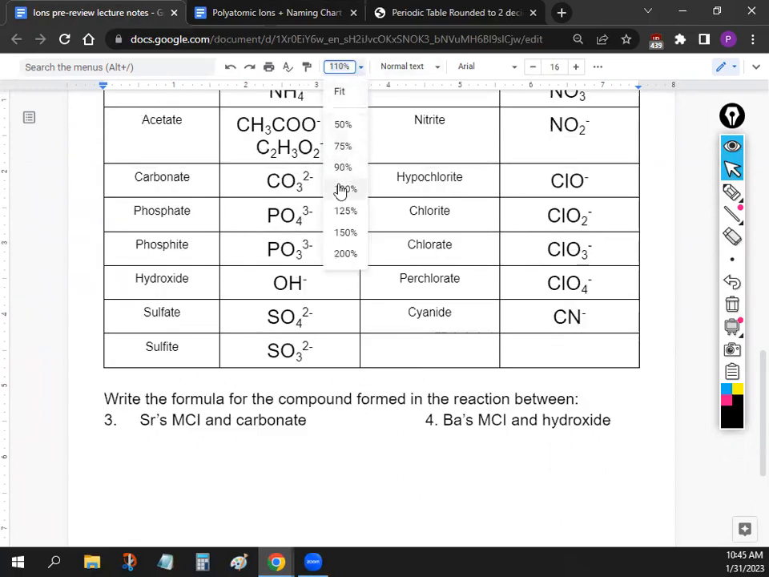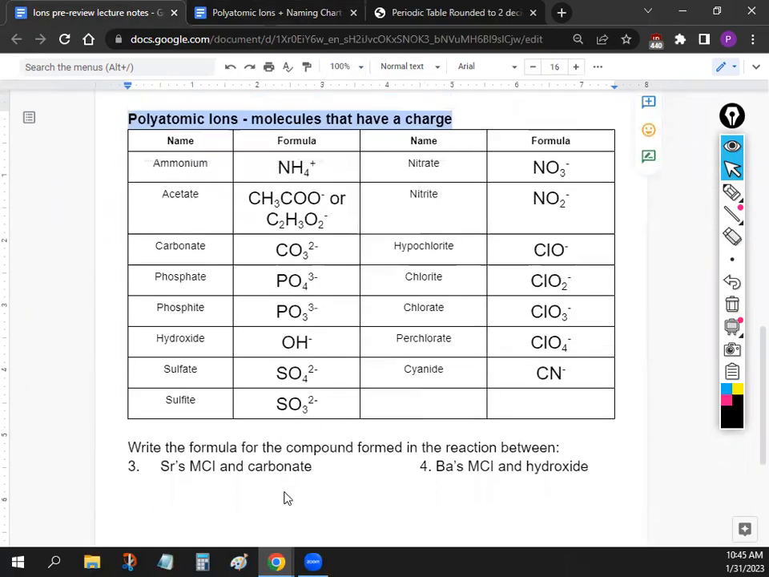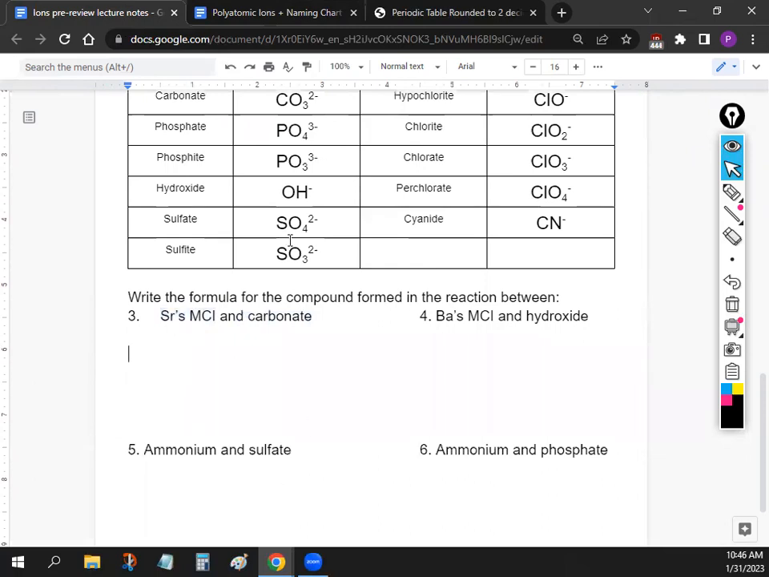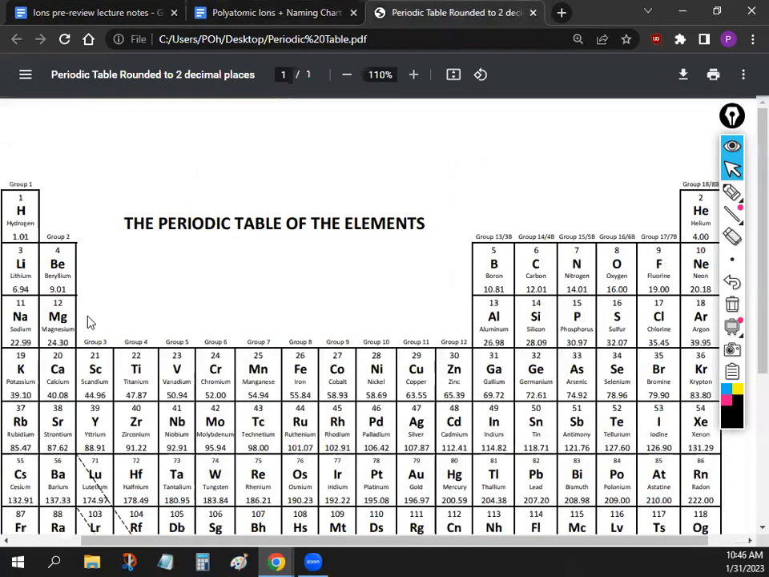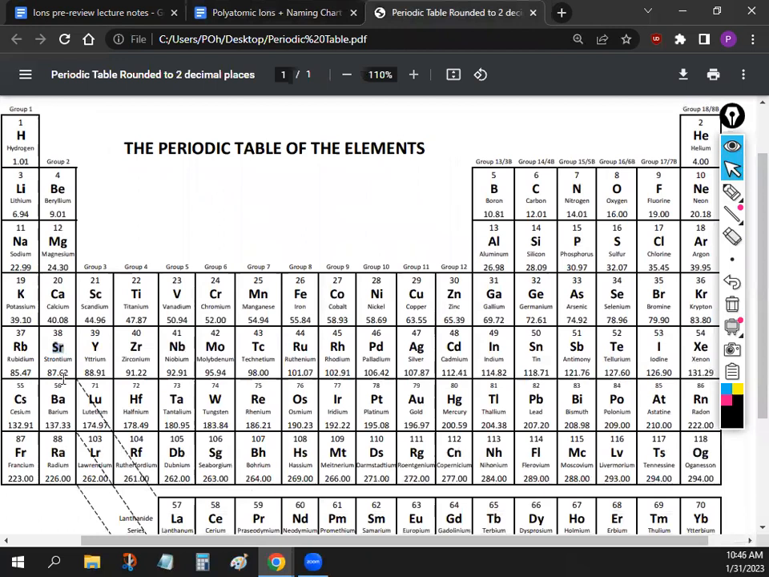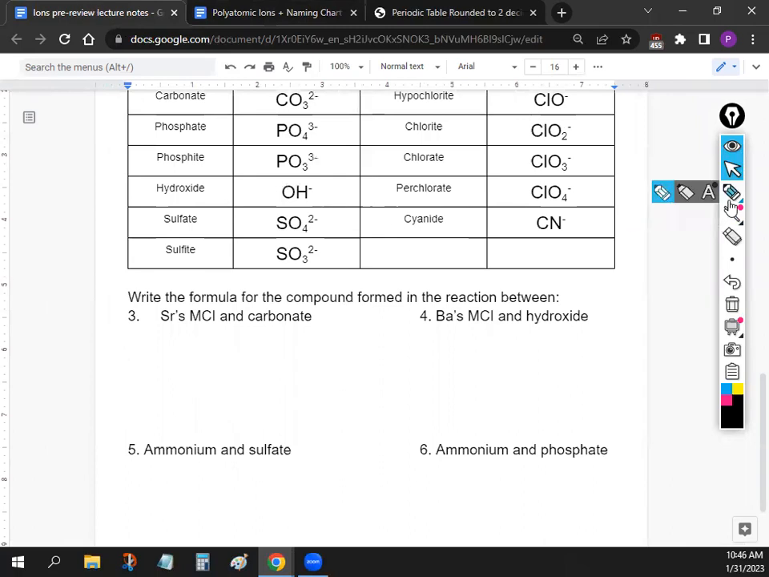Okay, so here we're going to be combining Sr ion and carbonate. Okay, so Sr and carbonate. So let's go to the periodic table. If you take a look at Sr, Sr is right here. So what's the ion charge for Sr? +2, exactly. Okay, so Sr is +2.